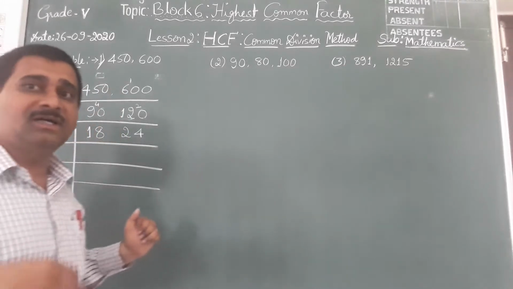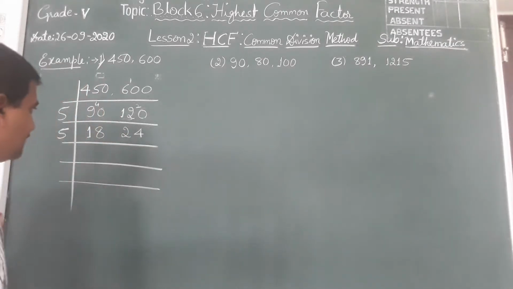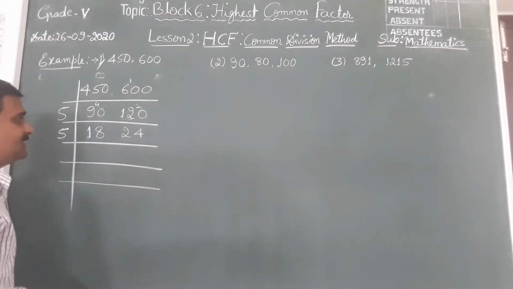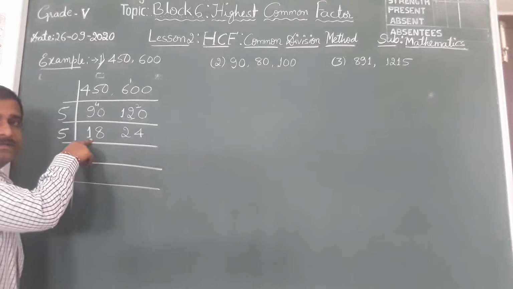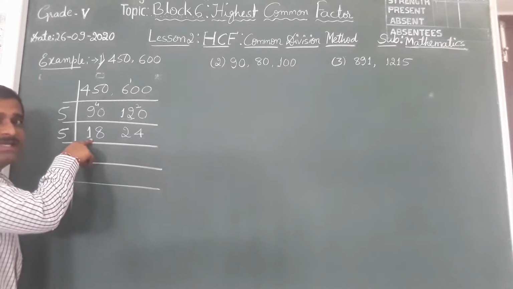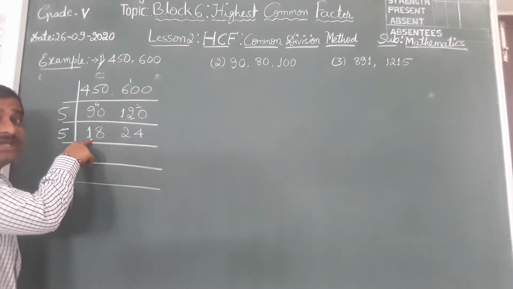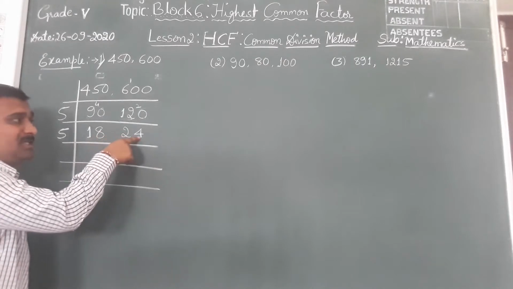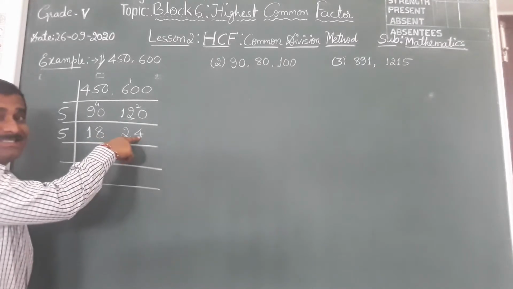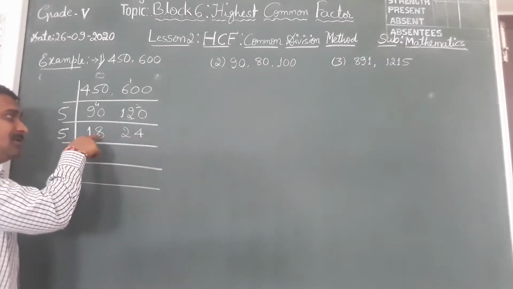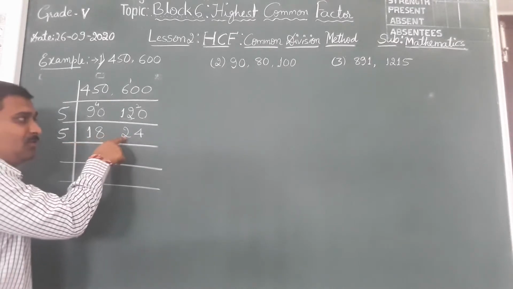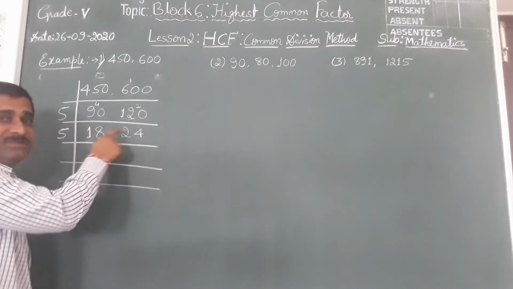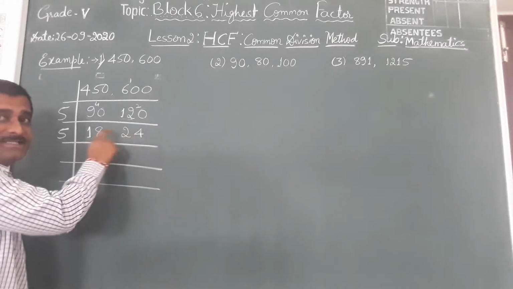You should try with other numbers, children. See, 8 plus 1 is 9, so this is divisible by 3 because 9 is divisible by 3. Divisibility of 3 test: 2 plus 4 is 6, and 6 is divisible by 3. Both are divisible by 3 now. This is the divisibility test I have used.